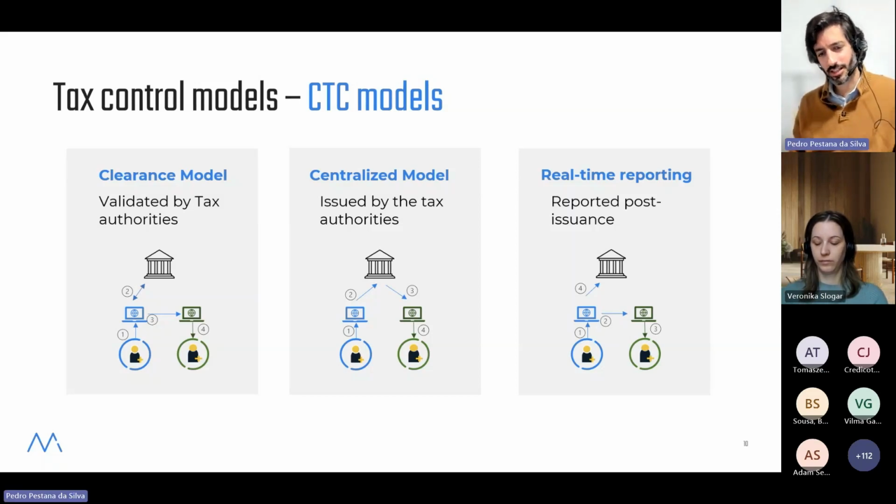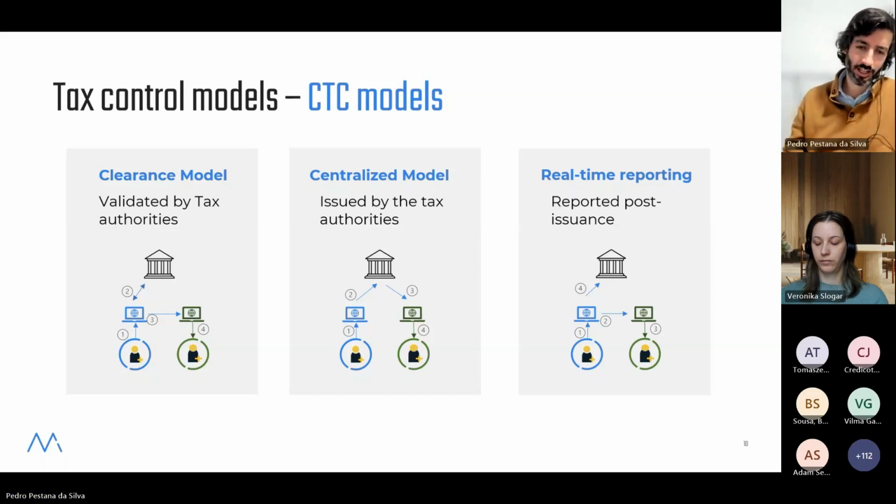A centralized model is slightly different. In fact, what happens here is the supplier sends the invoice to its software. The software sends the data really to the tax authorities, and the tax authorities issue the invoice and send it to the customer.